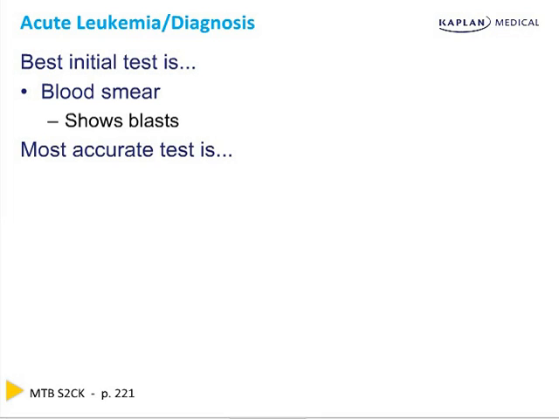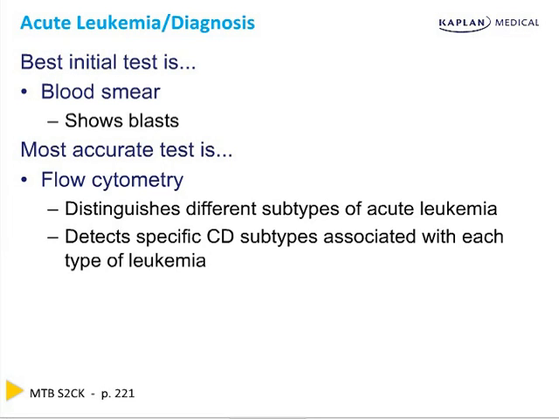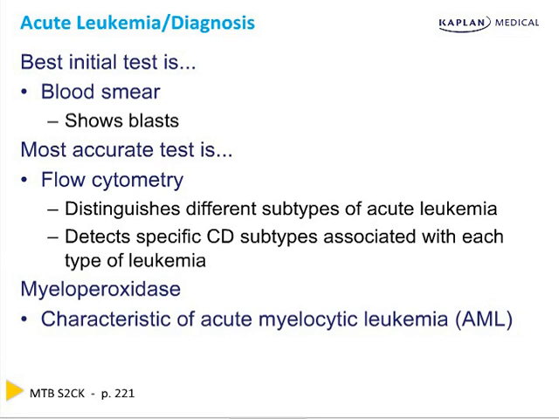The most accurate test is to sort out the cells with flow cytometry to see what you've got in there. Cell sorting distinguishes between the different subtypes of acute leukemia. It distinguishes the specific CD subtypes with each type of leukemia. Older tests like myeloperoxidase are characteristic of acute myelogenous leukemia, but they're not as specific as sorting by cell surface subtype, like CD receptors.